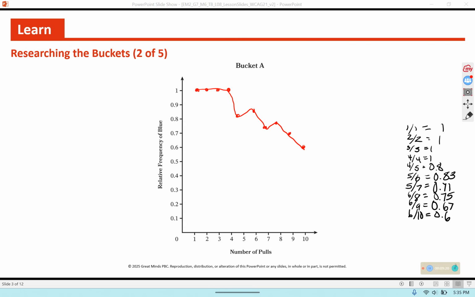After seeing 10 selected from the bag, do you predict that bag A is the one with the same amount of red and blue chips? Do you think that this one has 50% red and 50% blue? A bag with 50% red and blue should have a relative frequency of 0.5. That would be representing 50%. And you can see that as we pull more and more chips from the bag, we're approaching that 0.5 value.